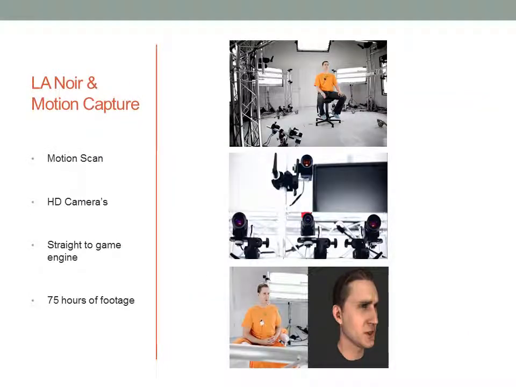LA Noire took the use of motion capture to new heights by using two separate forms of motion capture for both body and facial movement. Motion capture was used to collect data for characters' digital skeletons and combined with data collected from a process known as motion scan. Motion scan is essentially motion capturing facial expressions.